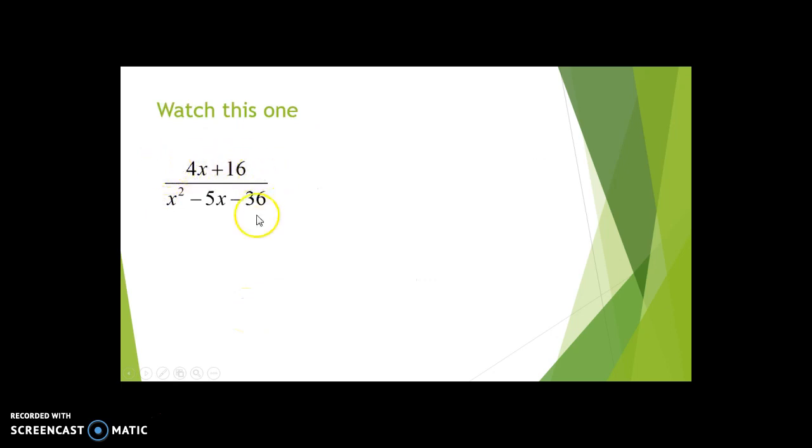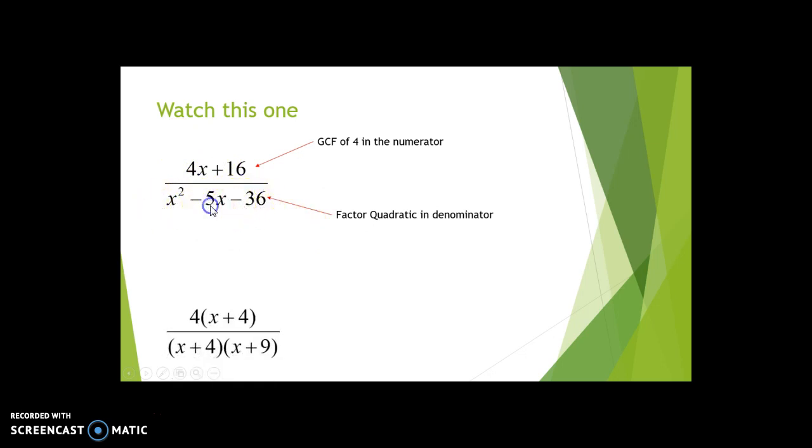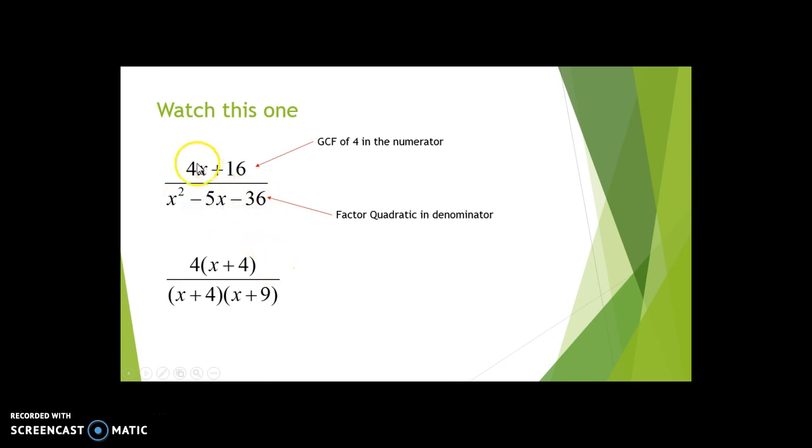Now, here's our problem. And what I see right away is that the numerator has a GCF of 4. So 4x plus 16, I can factor out a 4. Or undistribute a 4, pull a 4 out of each of those terms. And then in the denominator, I can factor this quadratic. Factors of 36 that subtract to give me 5. So when I GCF'd the 4x plus 16, I took the 4 out, and what was left was x plus 4. And we can do a quick check.